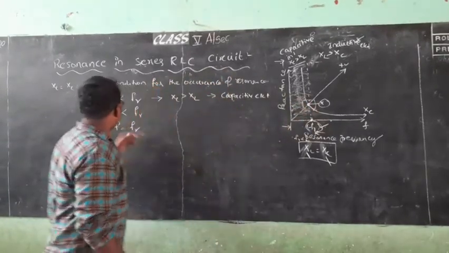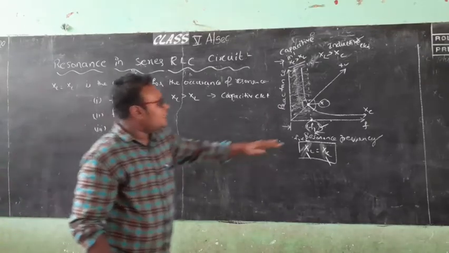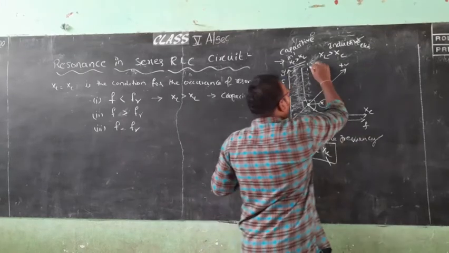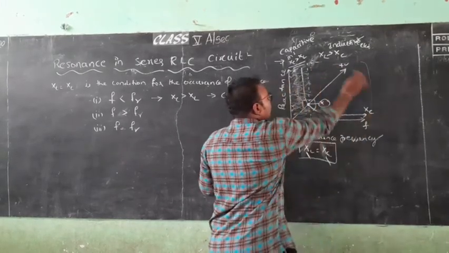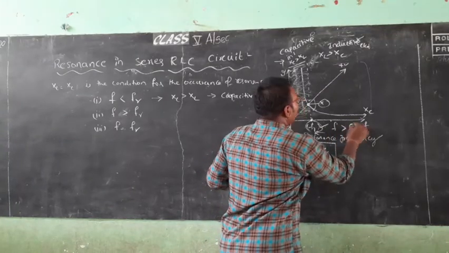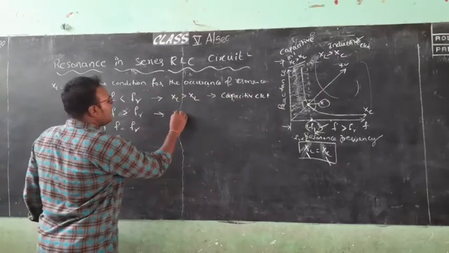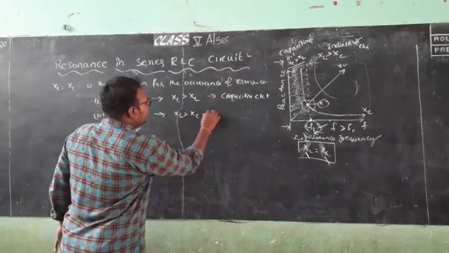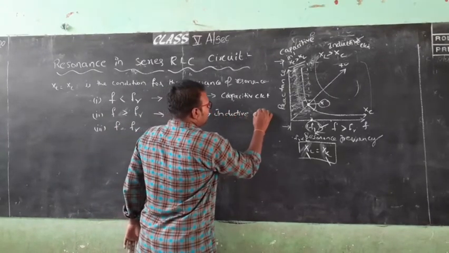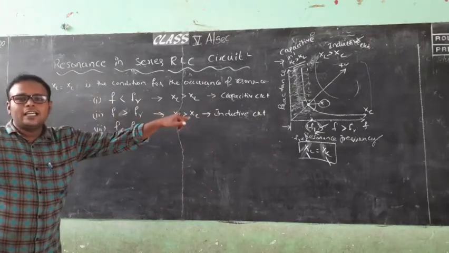Coming to the second point, F is greater than Fr. See here, this is the Fr value, and F greater than Fr means all this region is covered. So all this region is F greater than Fr. What happens? This is the inductive circuit. Here the condition is XL greater than XC, and this is the inductive circuit. So when F is greater than Fr, the circuit is an inductive circuit.